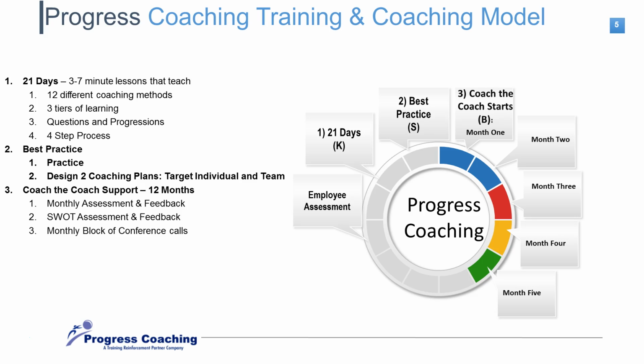Now, for this to work, we ask the sales leaders to go through our Progress Coaching Training System, which is literally a 15-month program. The first stage is they'll go through 21 days of lessons in our online course. They're going to learn 12 different coaching strategies. Half of those are the supplemental coaching strategies I was alluding to before. The 3 tiers of learning: knowledge, skill, and behavior.